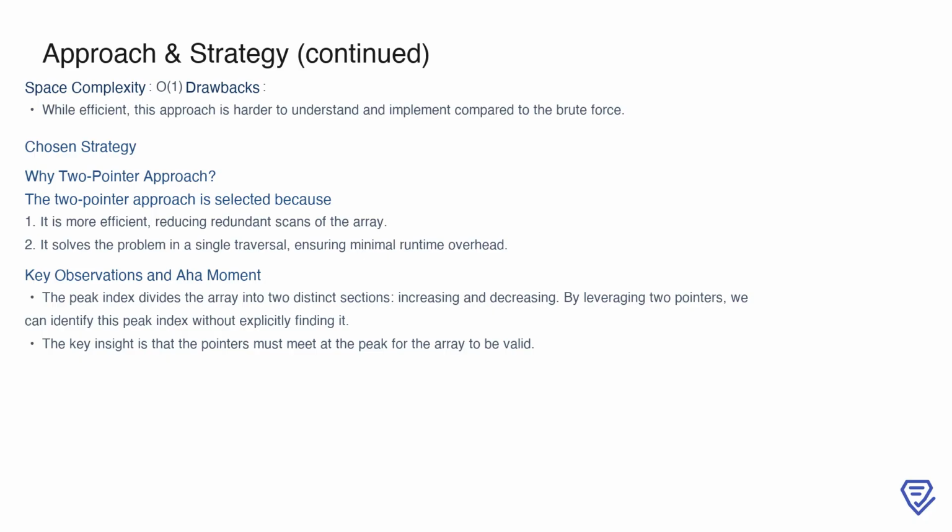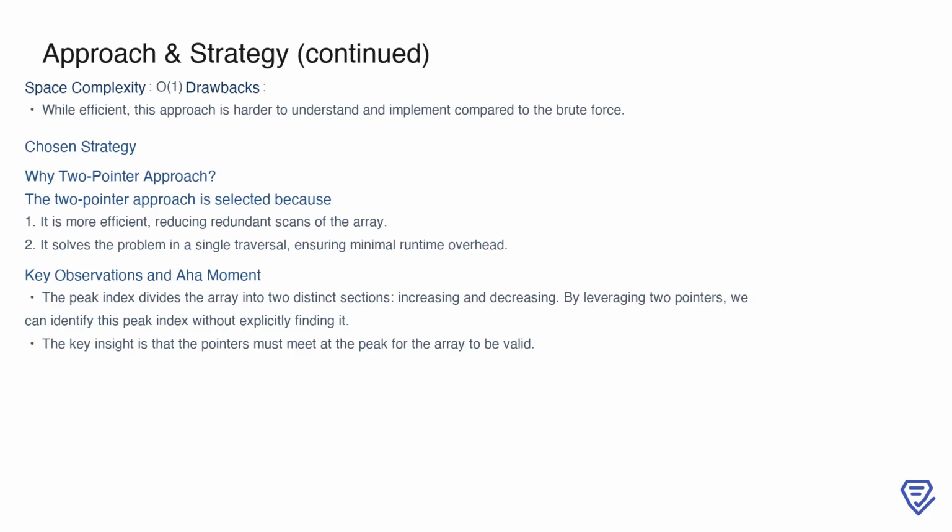The key insight here is that the peak index divides the array into two distinct sections, strictly increasing and strictly decreasing. By leveraging the two pointers, we can identify this peak indirectly without needing to explicitly find it. The critical observation is that the pointers must meet at the peak for the array to satisfy the mountain array conditions.